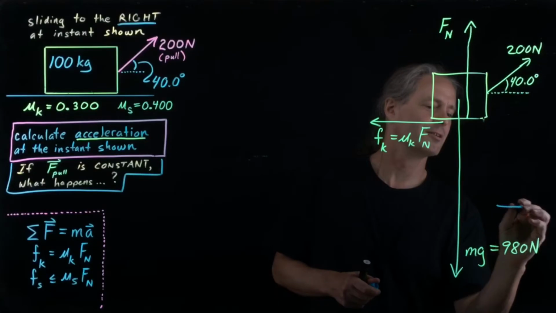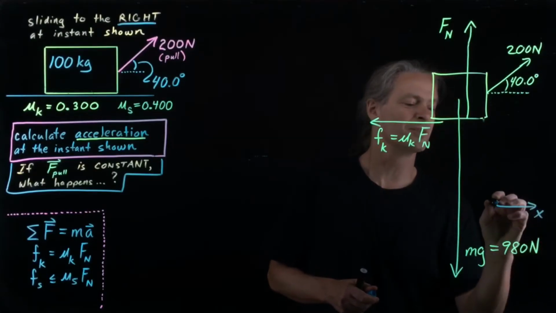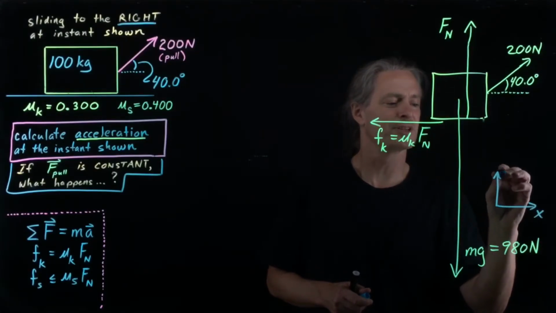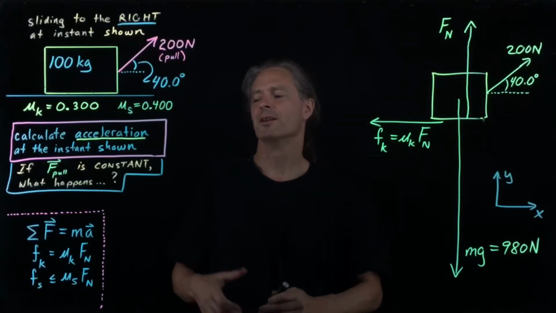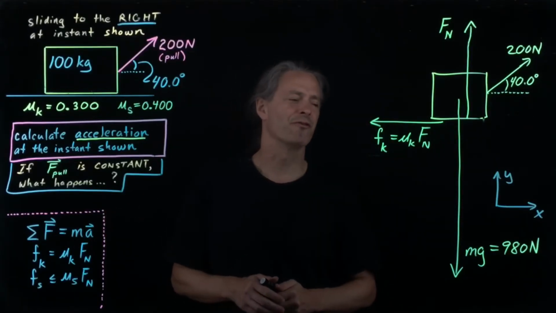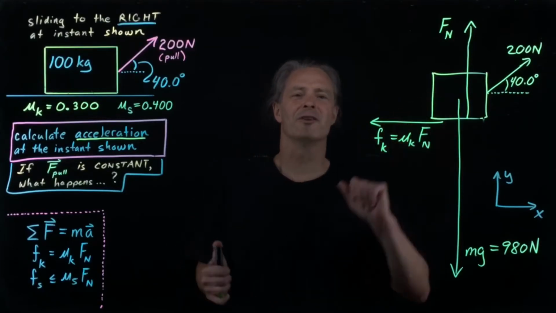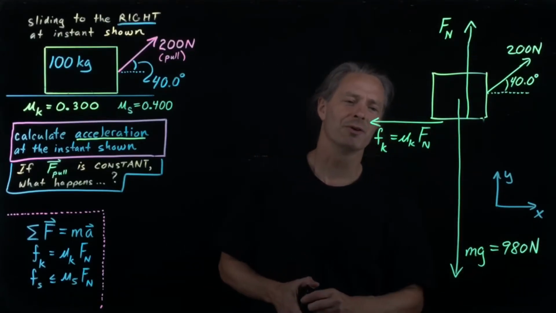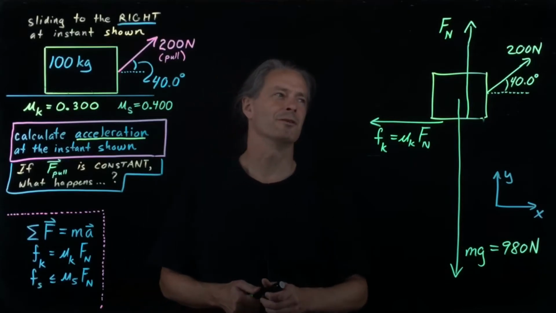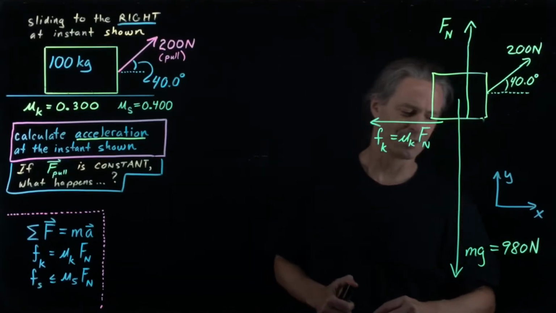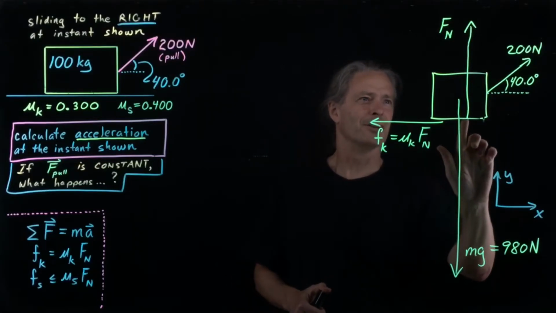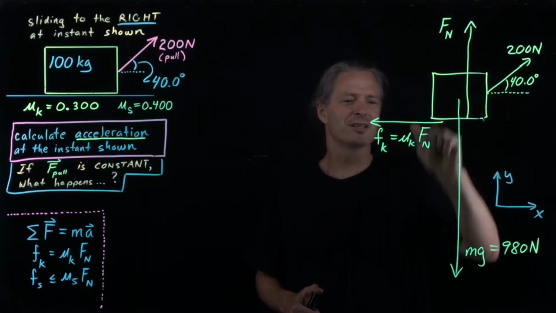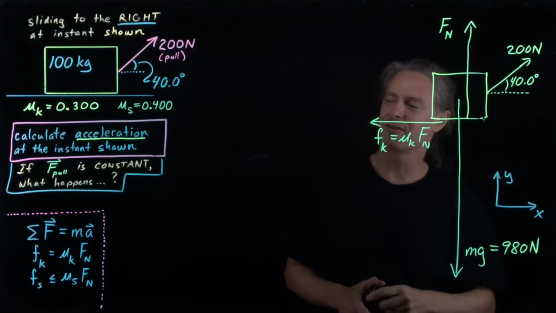So I'm going to take the positive x direction to the right, and the positive y direction to be up. That'll be my coordinate system. Then to apply Newton's second law in component form, I need to make sure that all my forces are broken into components along one or the other of those axes. So that's good. That's in the negative y direction. Normal force, that's great. That's in the positive y direction. Frictional force, the negative x direction.